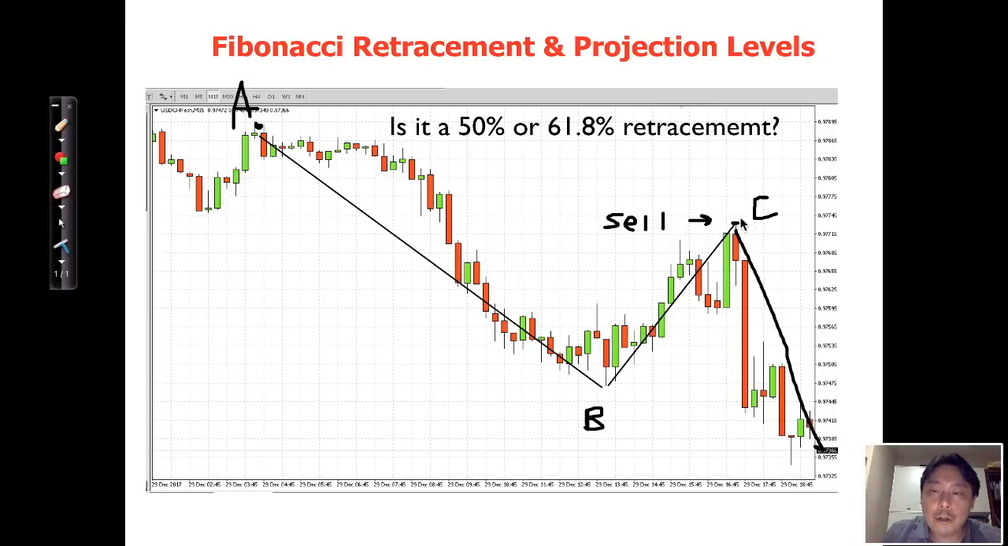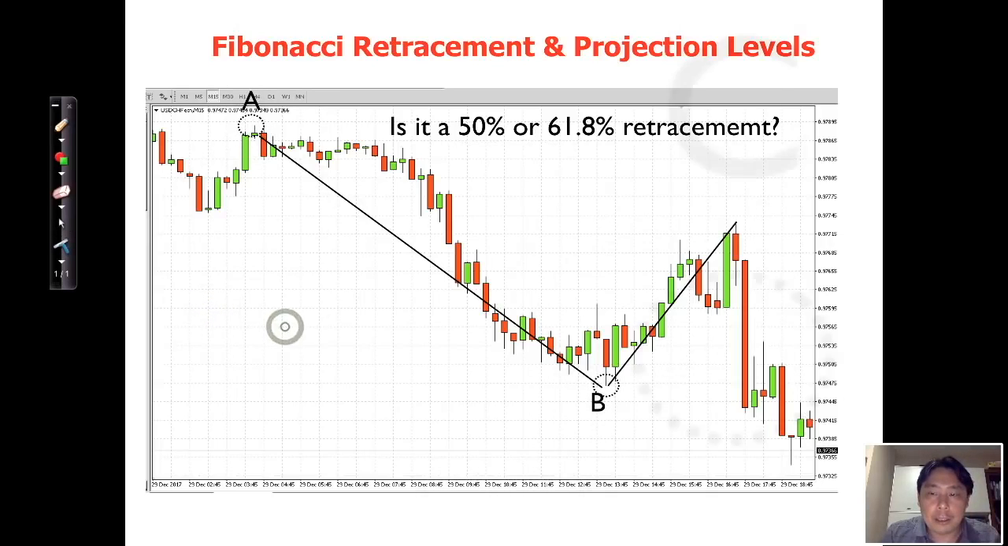So again, how would you know that is the end of the corrective wave? Well, again, there's a high probability it's the end of the corrective wave if it retraces to, again, 50% or 61.8%. So is this the 61.8% or the 50% level? That's how we can use the Fibonacci tool to find out.